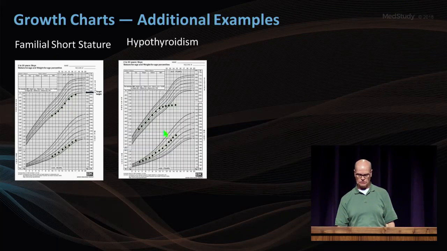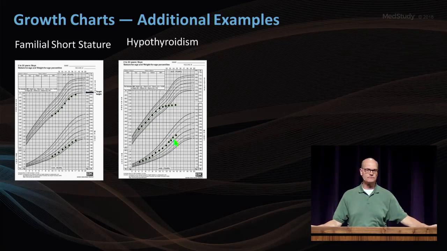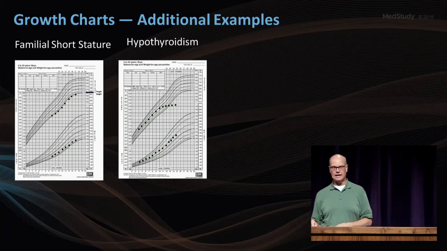Hypothyroidism, a very classic growth chart where suddenly stature stops and weight increases. I can't imagine the number of times I've checked a thyroid. Only one time have I identified a hypothyroid child.